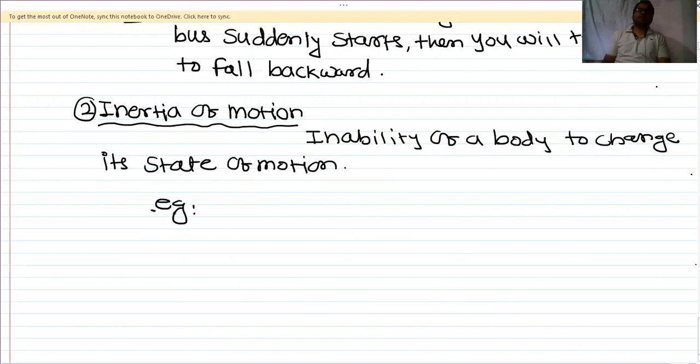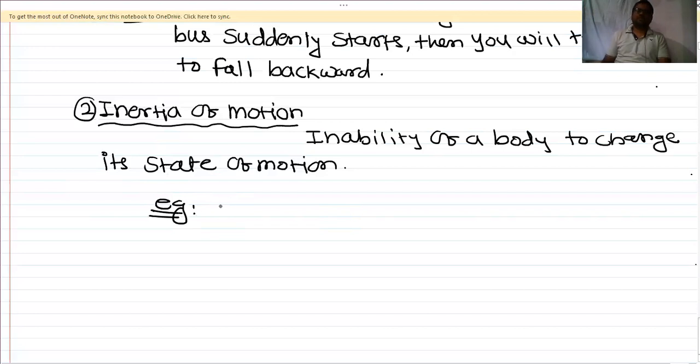The example is the same. Now if you are in a moving bus and the driver of the bus applies a brake, what will happen? Your body is in motion, and your body does not want to change its state, that is motion to rest. So you tend to fall forward, right? Your upper body is in motion, the floor of the bus and your feet will try to come to rest, but your upper body does not want that, isn't it? So that's why you will fall forward. So that is the inertia of motion.